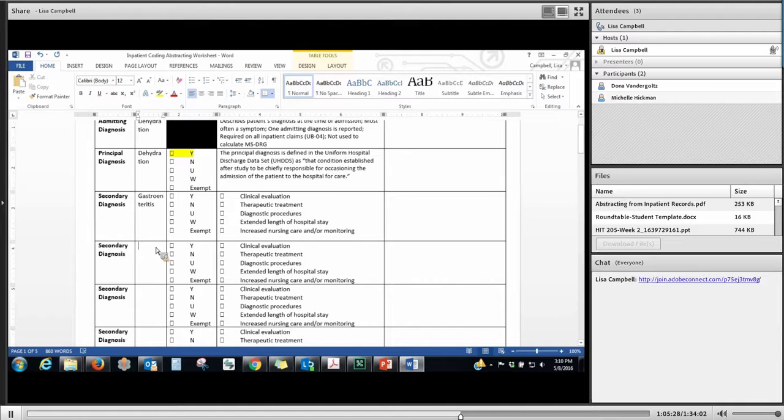Okay, so I am looking at the report. The doctor also stated, let's see, after the gastroenteritis, they talked about the Parkinson's disease.